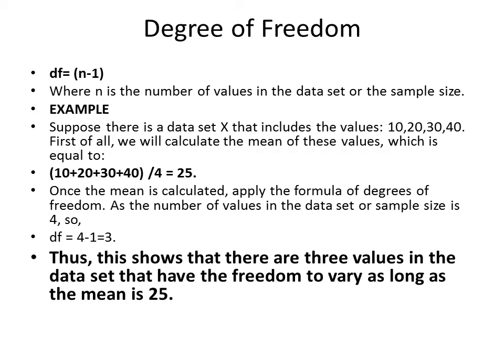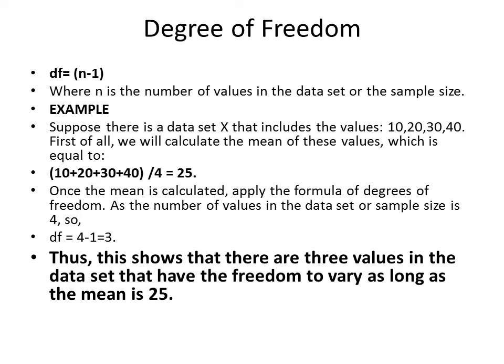Now, what is degree of freedom? The formula for degree of freedom for t-test is n minus 1, where n is the sample size. Now see this example. It has a data set which is equal to 10, 20, 30 and 40. First of all, we need to calculate the mean, which is equal to 25. Now putting the values in the degree of freedom formula n minus 1, here n is 4 because we have 4 values in the data set. So 4 minus 1 is equal to 3. So 3 is your degree of freedom.